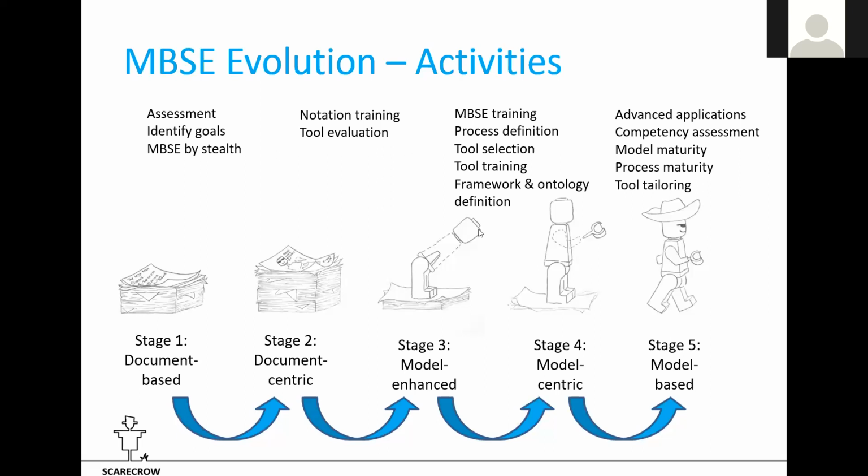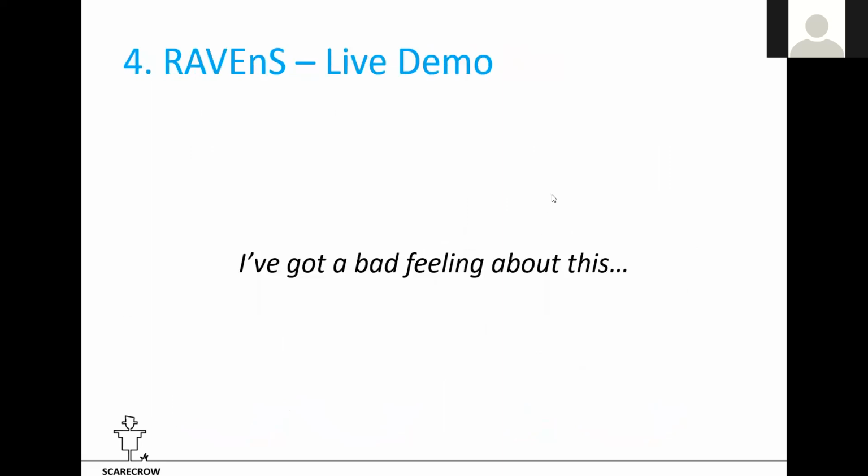And for the evolution and the capability aspects, we have a technique called Ravens. If we do it face to face, we've got physical, tangible pieces of plastic with words on that you can slot together.